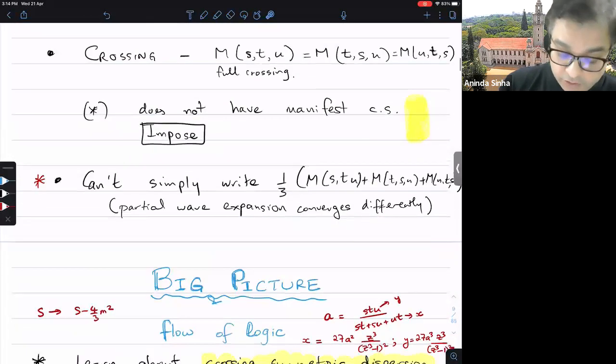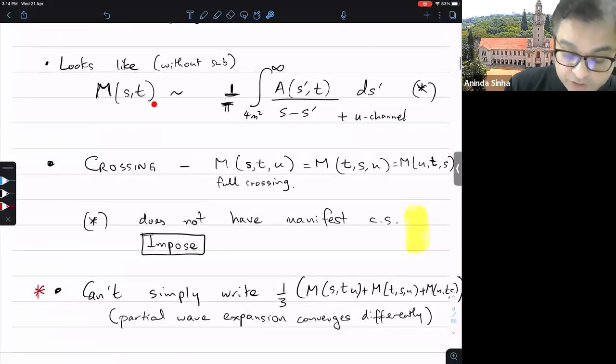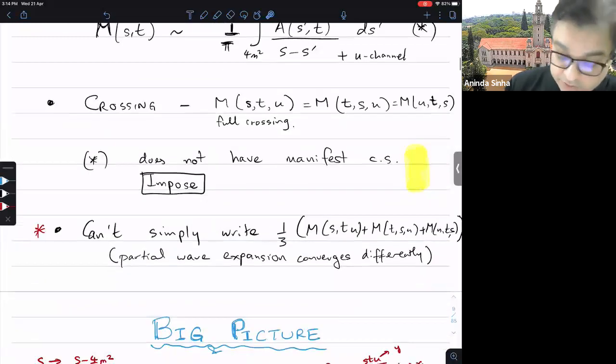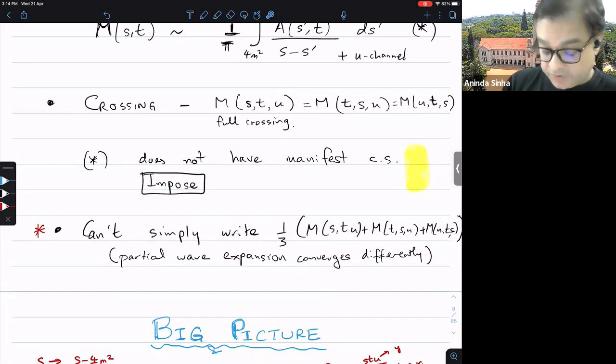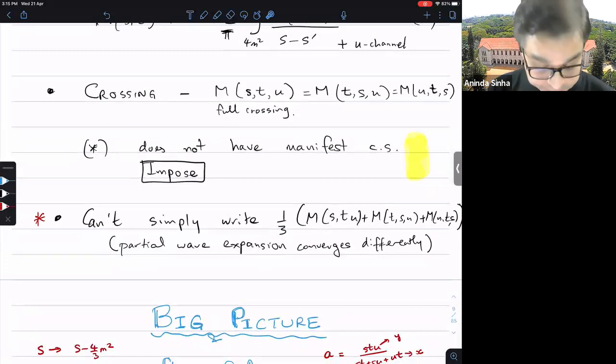Now, I should point out, this is an aside. You can ask me later on to amplify on this, but you could have asked: if I start off with a representation like this, why can't I just take 1/3 of the cyclically permuted amplitudes and sum them up and say that is the amplitude? The reason is that you want to impose a partial wave expansion, and the partial wave expansion does not converge except inside a Mandelstam triangle. So you won't be able to do that, basically. That's the short answer.